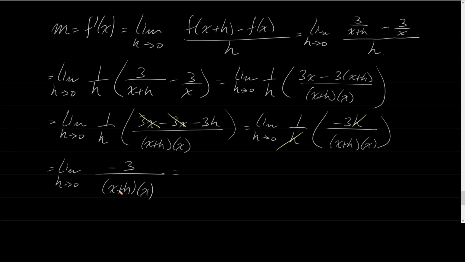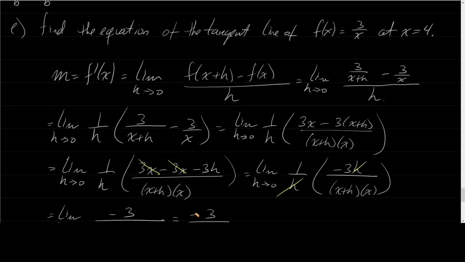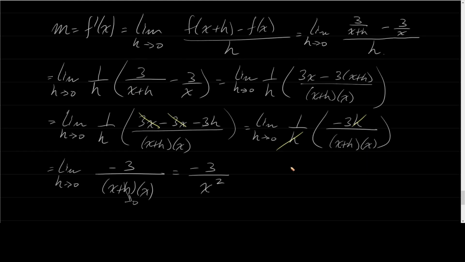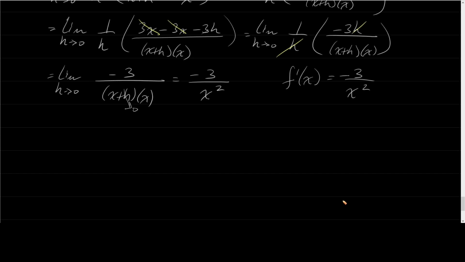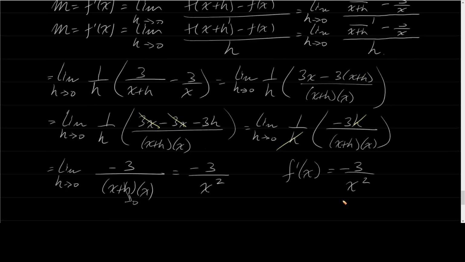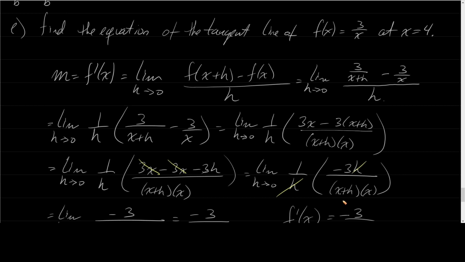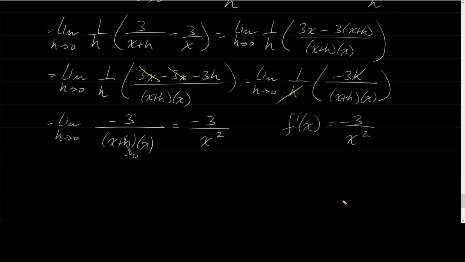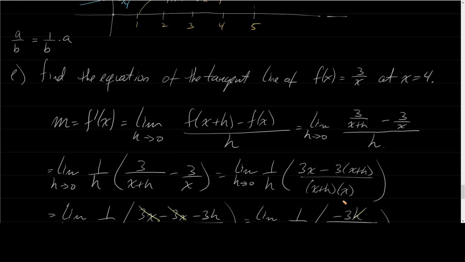But if h is going to 0, this part goes away, right? This part goes to 0, so I just have x times x. So I have negative 3 over x squared, and that is our derivative, f prime. So we found that f prime of x is equal to negative 3 over x squared. Now, that wasn't the end of the problem. The question was to find the equation of the tangent line at x equals 4.